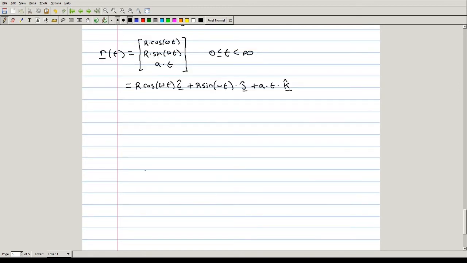So the velocity vector for the helix is the first derivative of this expression right here, which in terms of our vector notation is going to be negative omega r sine of omega t as the first derivative of that first component, omega r cosine of omega t, and the derivative of this expression of a times t is just a.